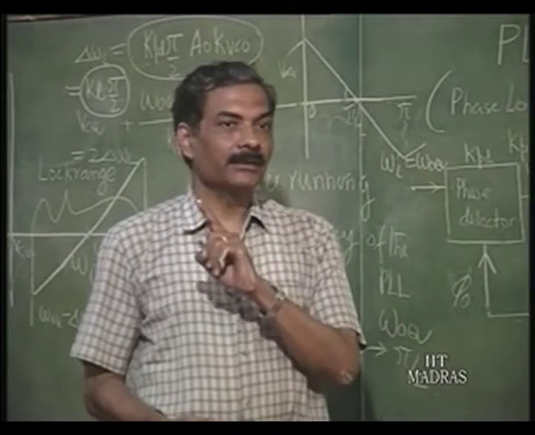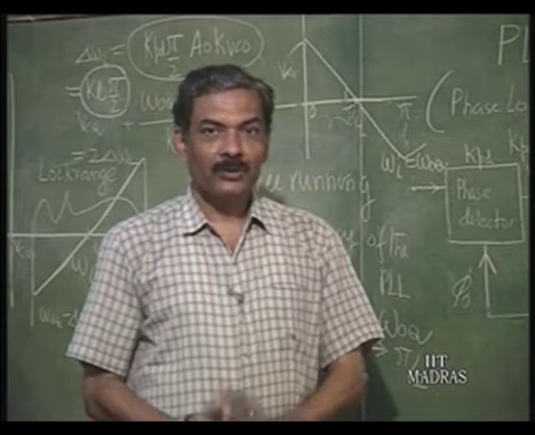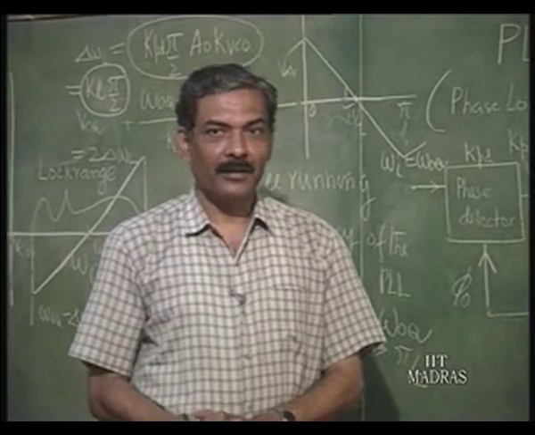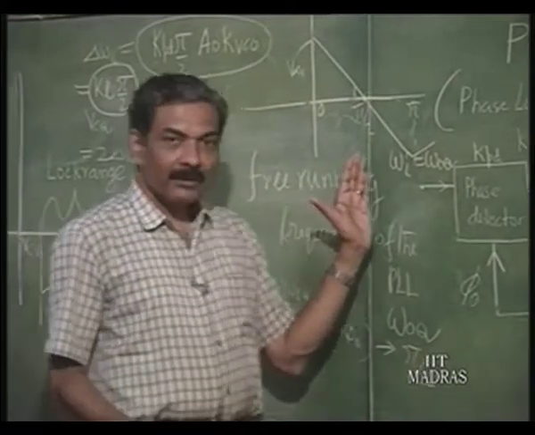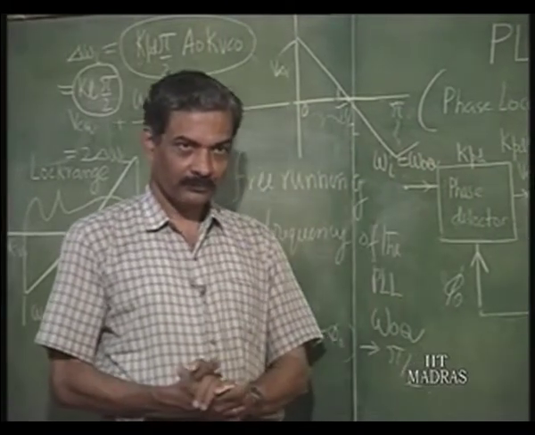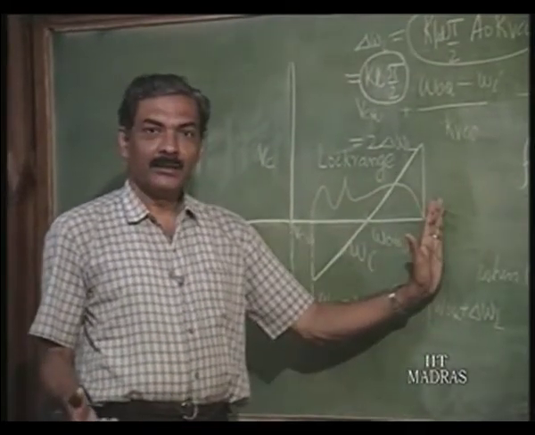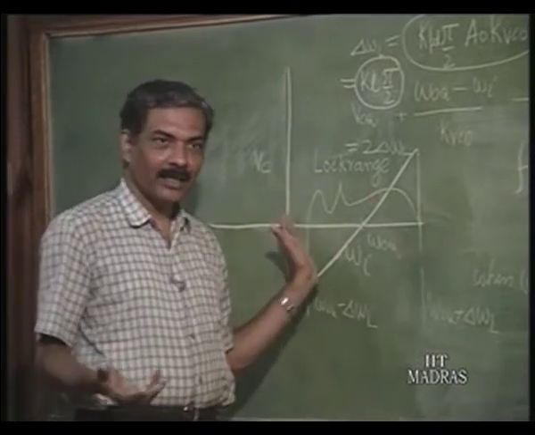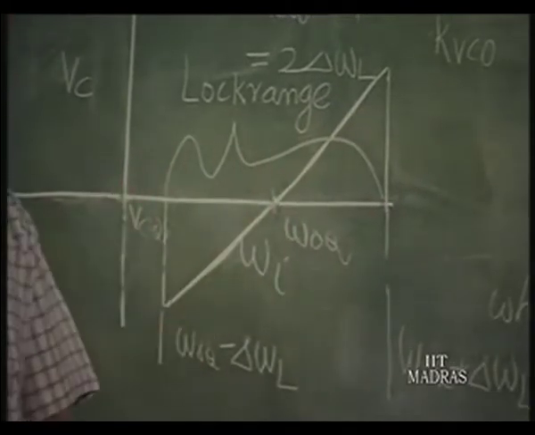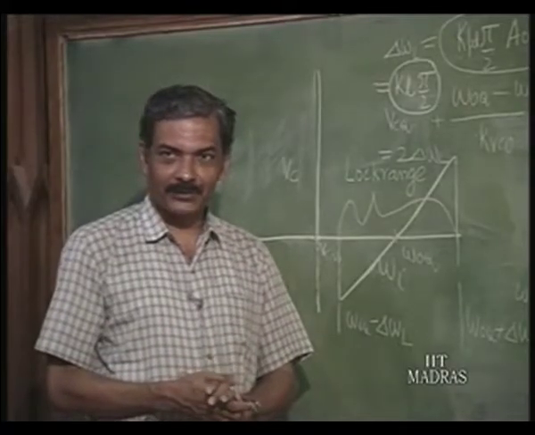Until capture takes place, I cannot have lock. So, the process of capture precedes the process of locking, right. So, I come slowly closer and closer. I can either come from here or come from there. It is of no consequence as long as I am far away from this place, whether I am coming from this side or that side. Both will produce the same type of components, right.